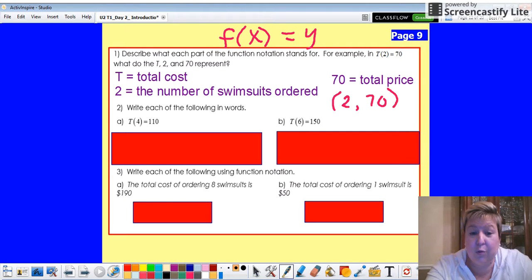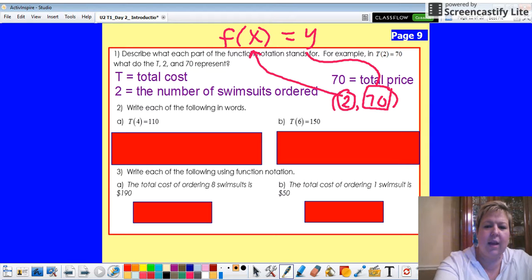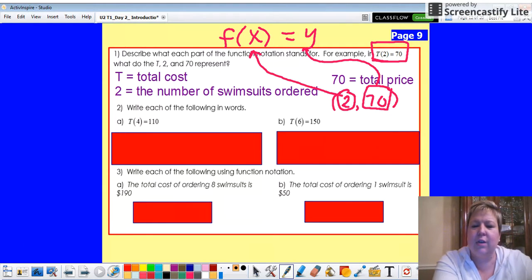2 was the number of swimsuits, the x variable. Well, take a look. This 2 was actually transplanted right here where x is. And then the 70, that total price, we took and we put in the outside of the function where y is. That's how we came up with t of 2 is equal to 70. So if we take a look at number 2 now, t of 4 equals 110.